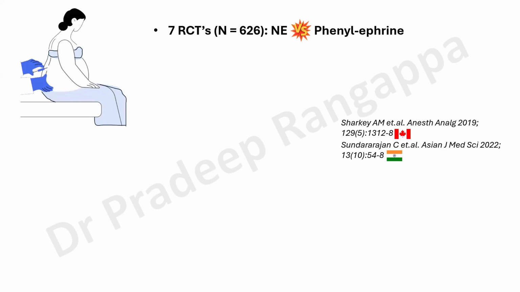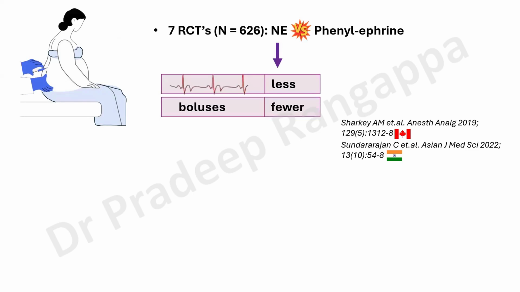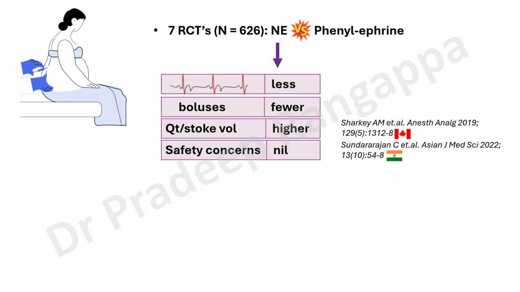Again, all the studies came from pregnant ladies undergoing spinal anesthesia for LSCS. So the data comes from pregnancy patients undergoing LSCS. So there were 7 randomized controlled trials, including 626 patients comparing norepinephrine versus phenylephrine. And they found that with norepinephrine, your bradycardia was significantly less, and norepinephrine group needed fewer boluses, and cardiac output and stroke volume was higher in norepinephrine group, and safety concerns were nil when compared to phenylephrine group. So this again came predominantly from the patients undergoing LSCS needing spinal anesthesia.